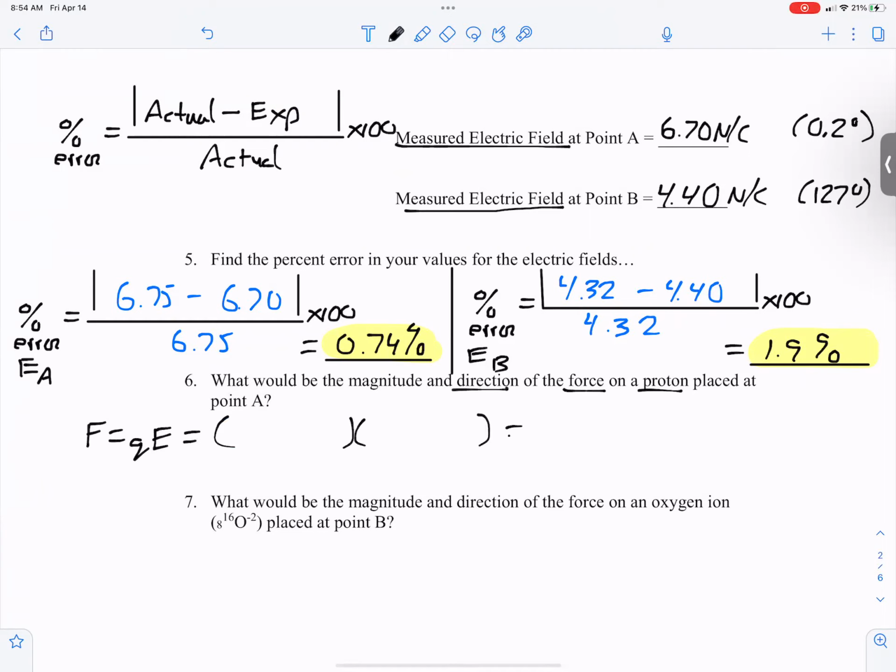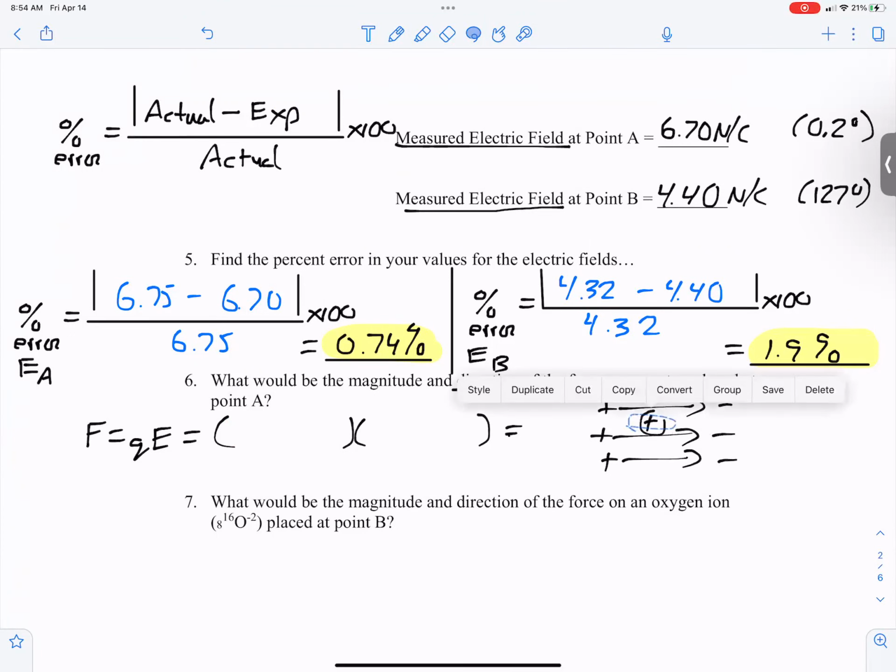Keep in mind the direction of the force, that's easy because if I have an electric field here and I place a proton in the field, electric fields are always directed from positive to negative. You can see the proton would be attracted to the negative side and repelled from the positive side, meaning protons always go with the field. Electrons, on the other hand, would go against the field. So the direction is going to be the same direction as the field is pointing at point A, which is 0 degrees.